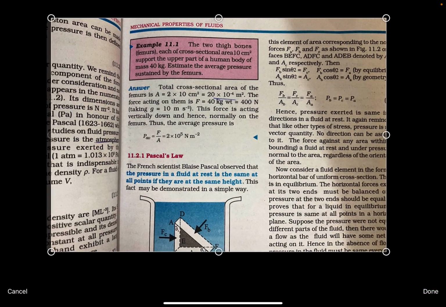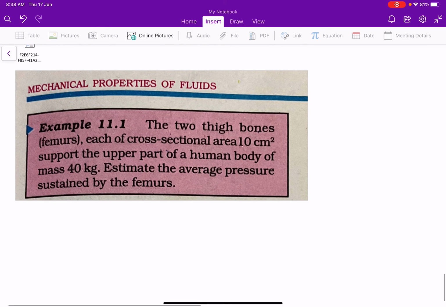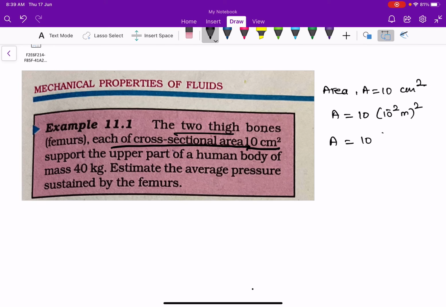Example number 1 is a boat. Here, example number 1 is the two thigh bones, each of cross sectional area 10 centimeter square. Here cross sectional area A is equal to 10 centimeter square. I am converting the area into the SI system of units. 1 centimeter is 10 power minus 2 meters, whole square. That is, area A is equal to 10 into 10 power minus 4 meter square. Therefore, area A is equal to 10 into 10 power minus 4 meter square, the area in SI system of units.